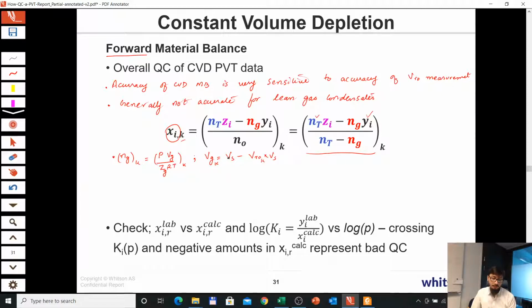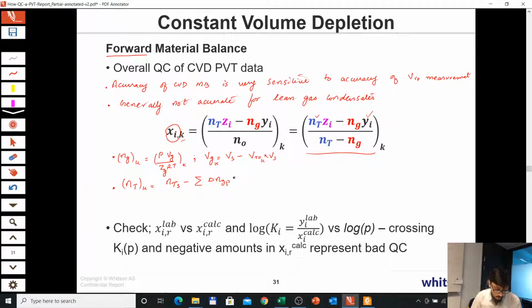And then we have NT, the total moles. So the total moles at any given pressure K is equal to the total moles present initially, which is NTS, which we generally assume to be 100 moles, like a basis for the material balance, minus the moles of gas being produced, or the moles produced from the PVT cell actually.